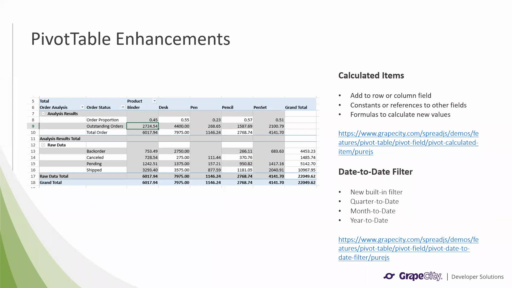One of the other enhancements we have added to pivot tables is calculated items. These can be added into a row or column field array, and they use constants or references to other fields in the pivot table. They use formulas to calculate new values that don't exist in the original data, such as calculating the total number of outstanding orders in an office supply pivot table.